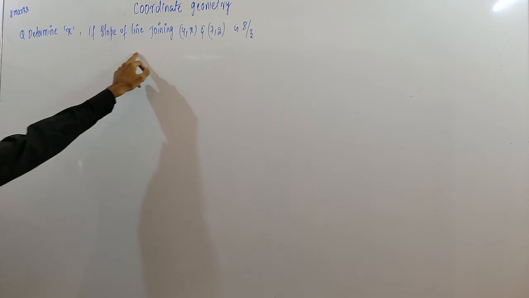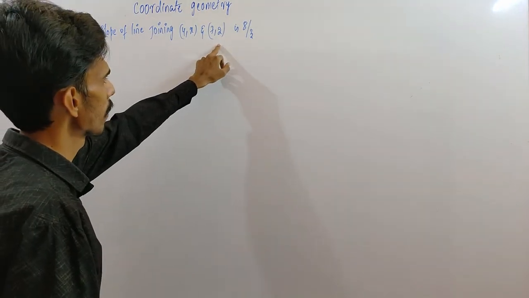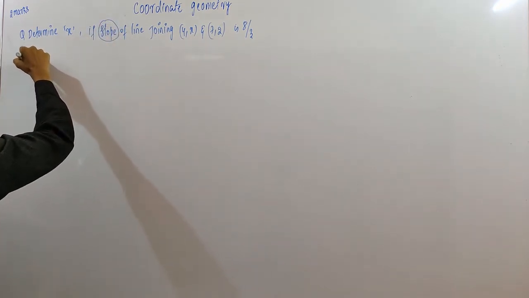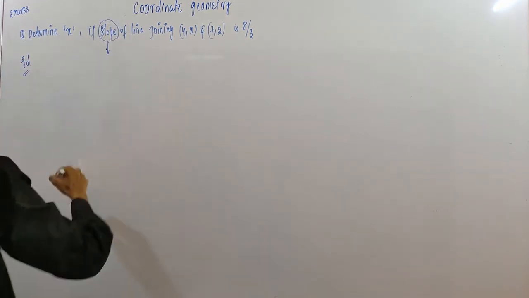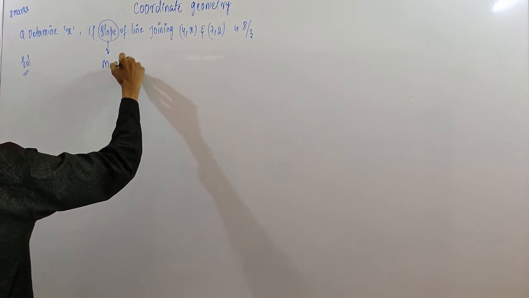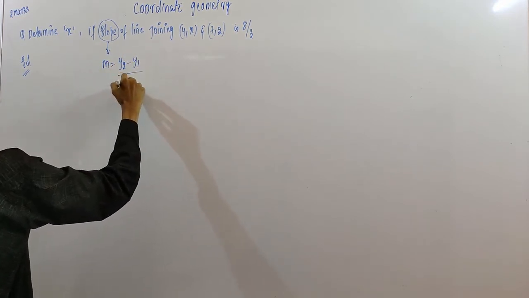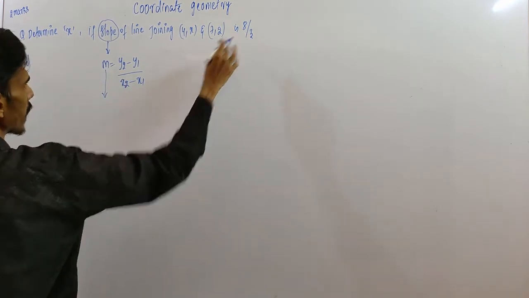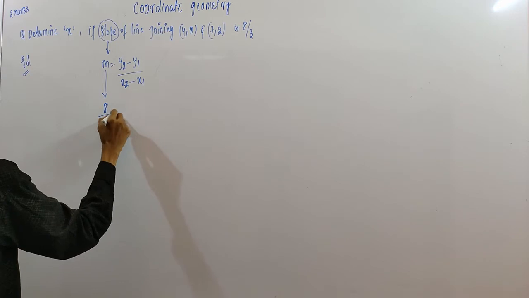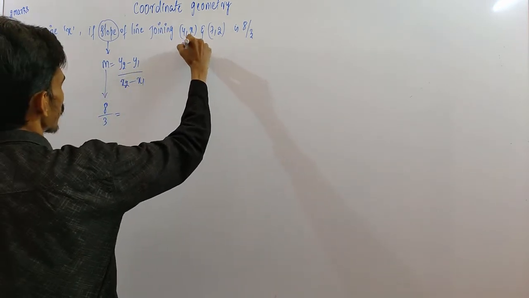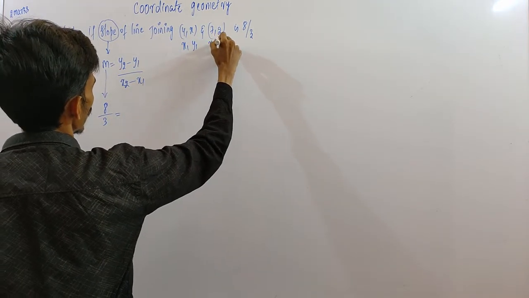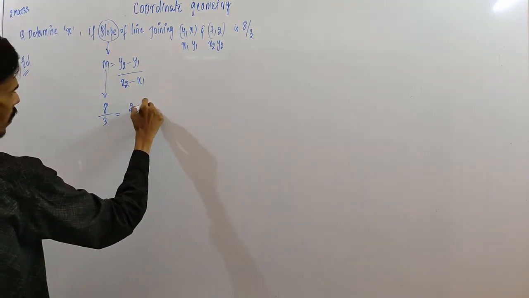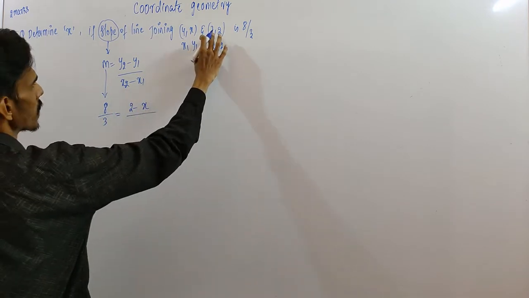Determine x if slope of the line joining 4, x and 7, 2 is 8/3. Slope is mentioned. So use slope formula. We have slope m is equal to y2 minus y1 divided by x2 minus x1. This m value is mentioned as 8/3. Take this as x1, y1 and x2, y2. Difference in y coordinate 2 minus x. Difference in x coordinate 7 minus 4.